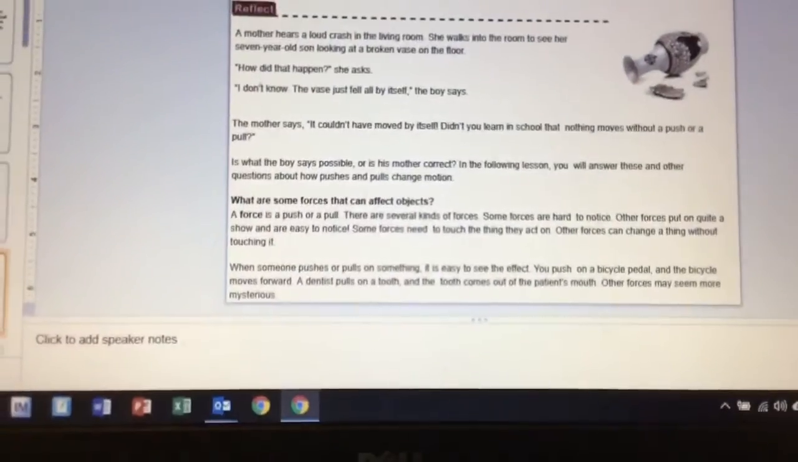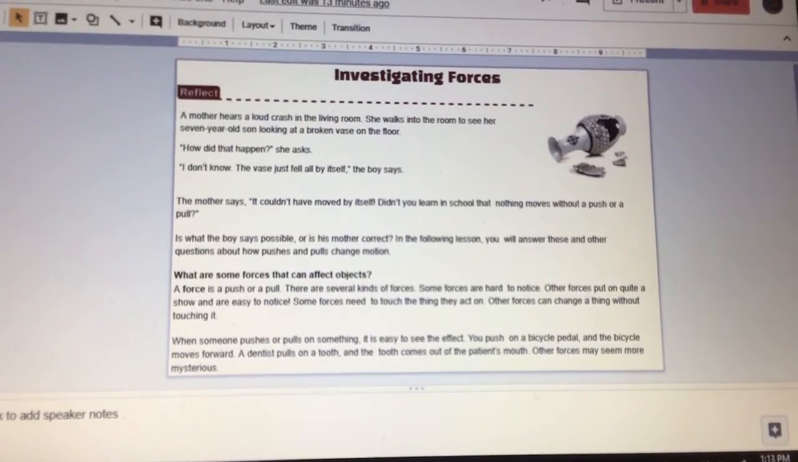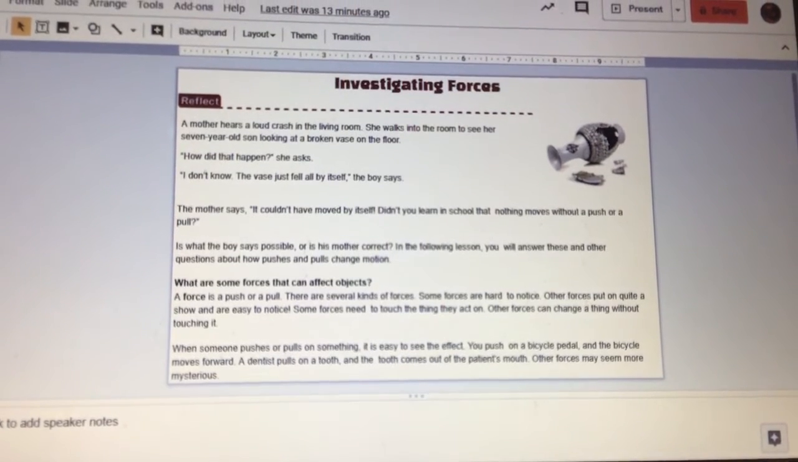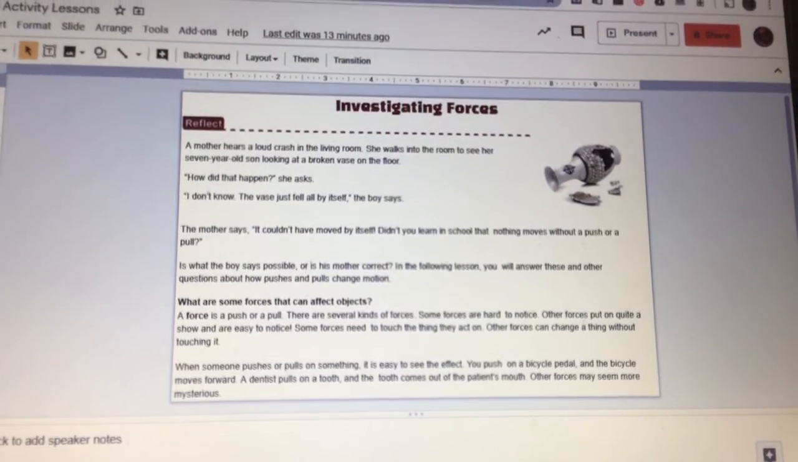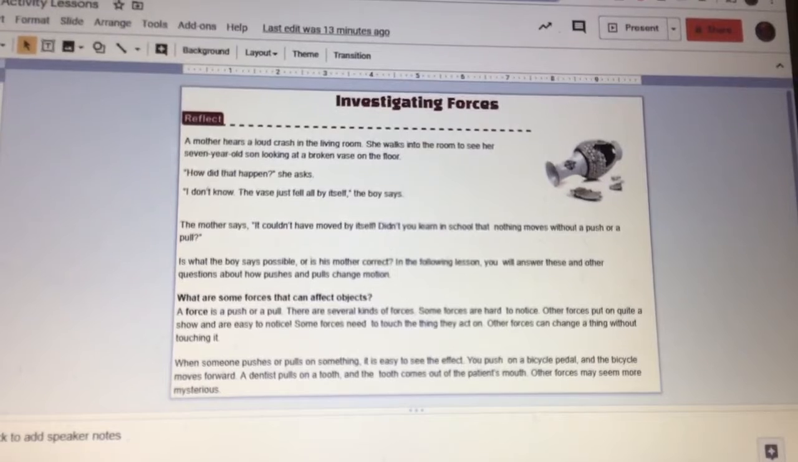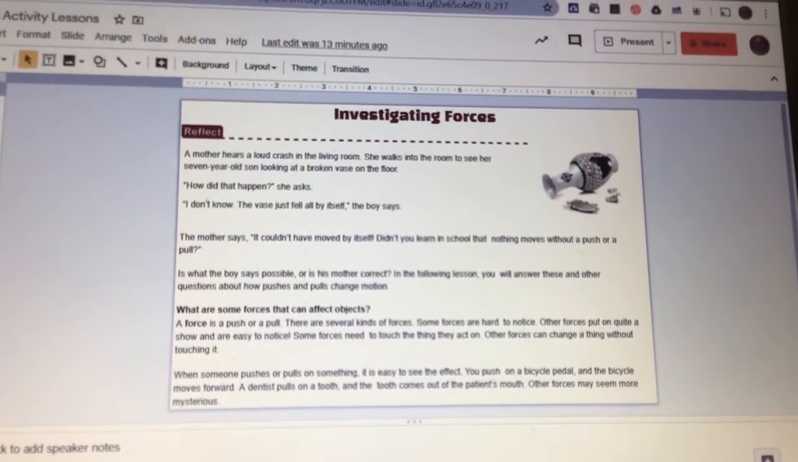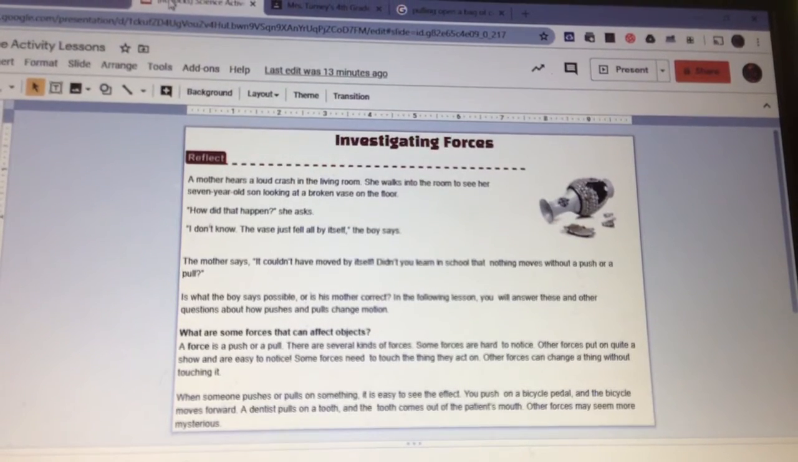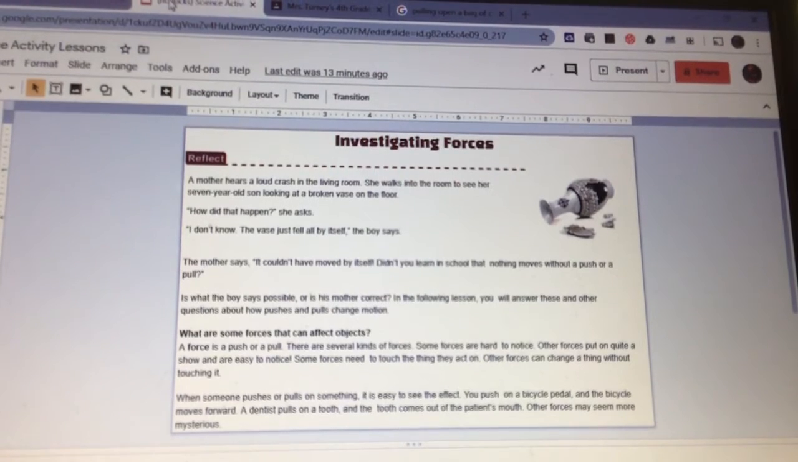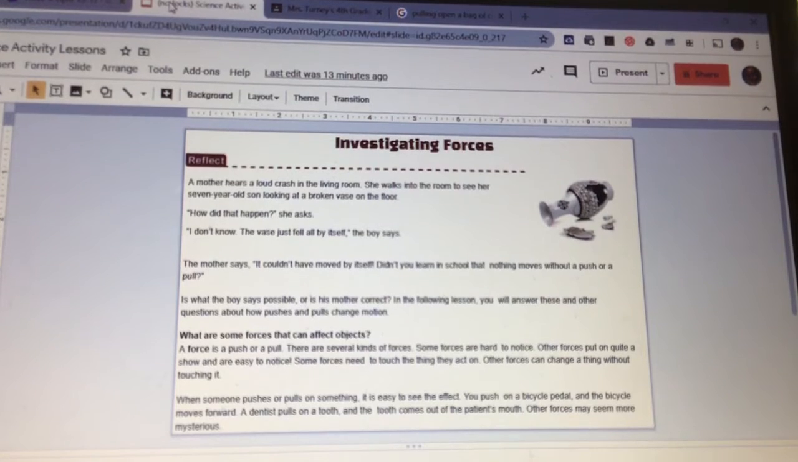A mother hears a loud crash in the living room. She walks into the room to see her 7-year-old son looking at a broken vase on the floor. How did that happen? she asks. I don't know. The vase just fell all by itself, the boy says. The mother says, it couldn't have moved by itself. Didn't you learn in school that nothing moves without a push or a pull? Is what the boy says possible, or is his mother correct? In the following lesson, you will answer these and other questions about how pushes and pulls can change motion.